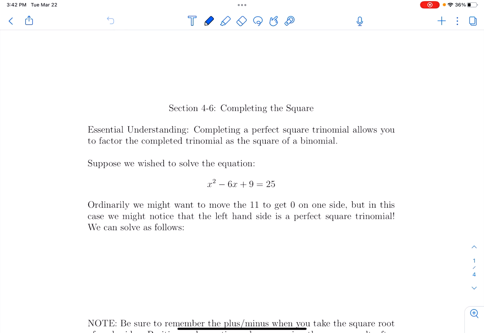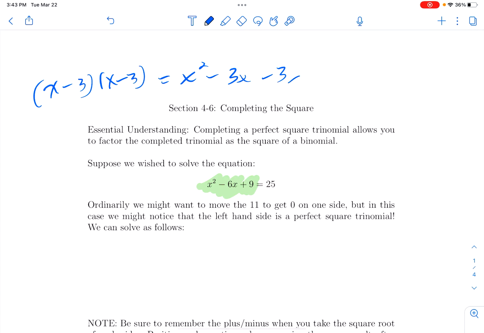So for example, in this equation here, certainly we could try to set one side equal to 0, but we might notice that x squared minus 6x plus 9 is a perfect square. If I take x minus 3 times x minus 3 and FOIL that out, you can check that what you get after combining like terms is x squared minus 6x plus 9. So what we really have is that the quantity x minus 3 squared is what's on the left-hand side.